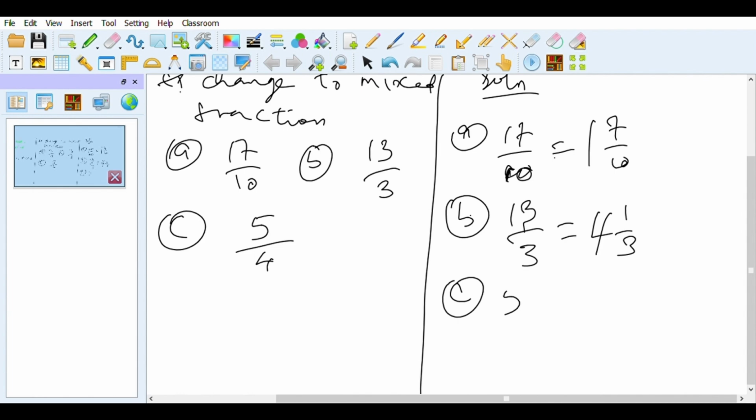For C, 5 over 4. If 5 is divided by 4, we'll have 1 if you follow the procedure, and 1 will also be remaining. And then all over the denominator, which is 4. All right, so this is how we can change improper fractions to mixed fractions. So we have learned how to change mixed to improper and improper to mixed.